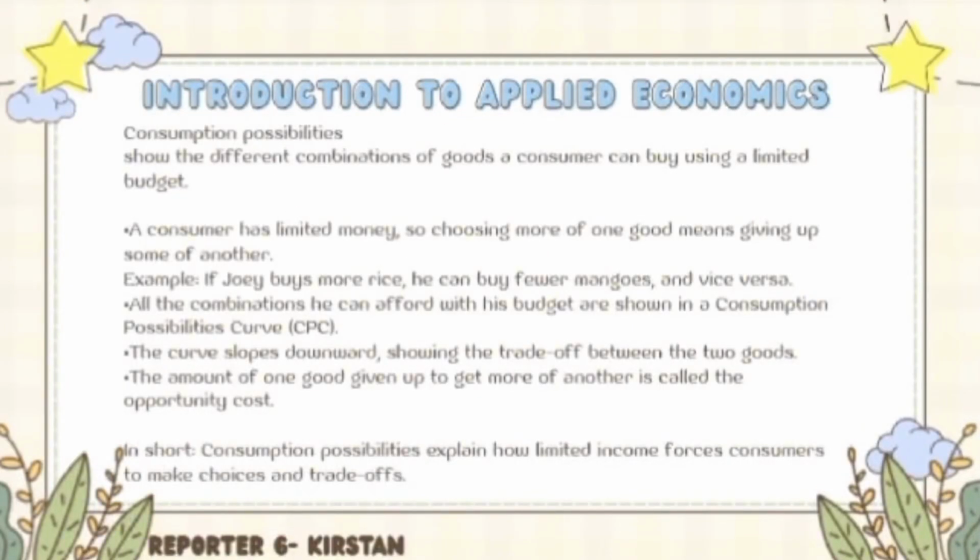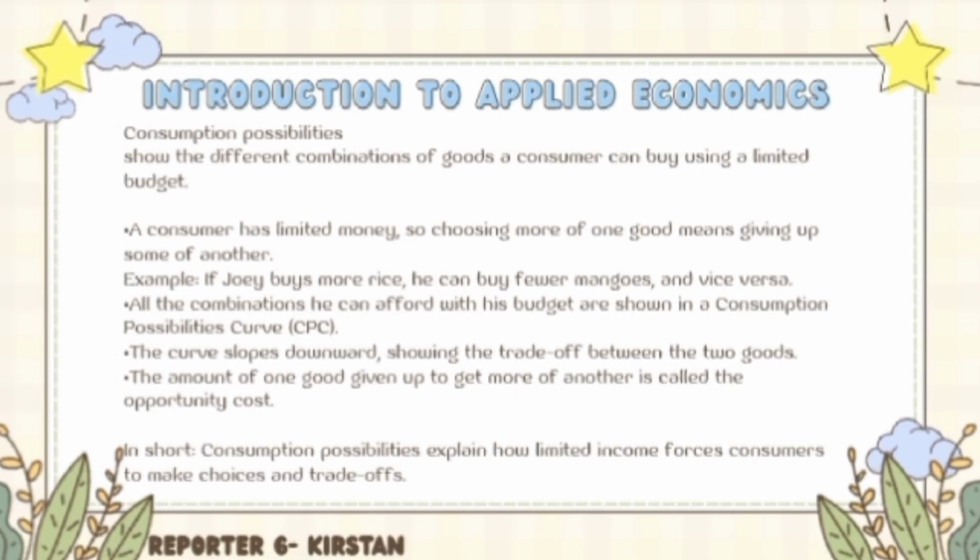Consumption possibilities shows the different combinations of goods a consumer can buy using a limited budget. This means the person has only a certain amount of money, so this shows what things and how many they can buy with that money.